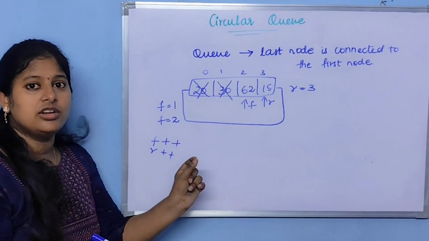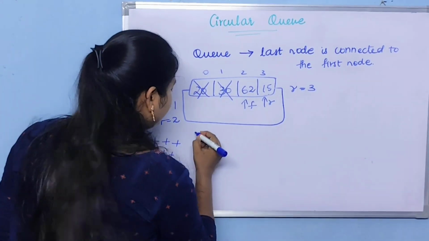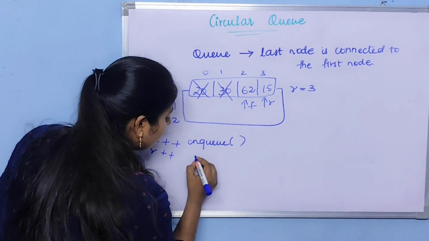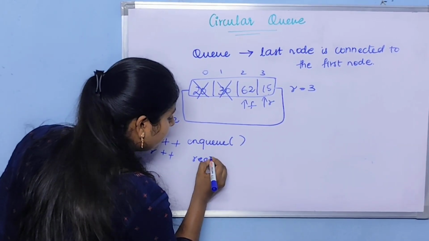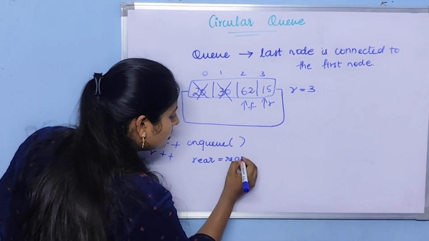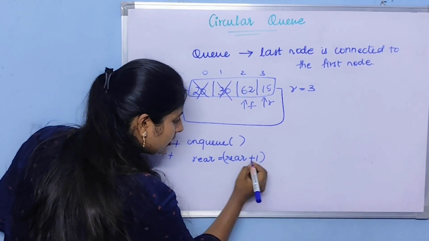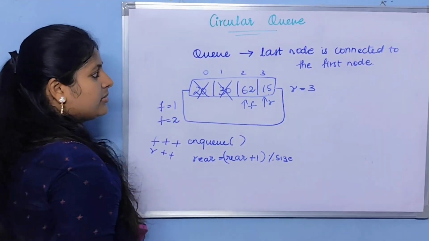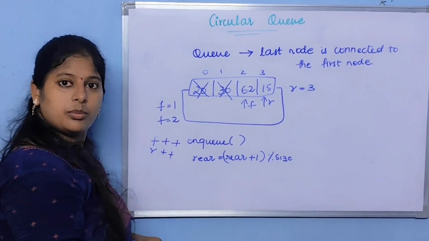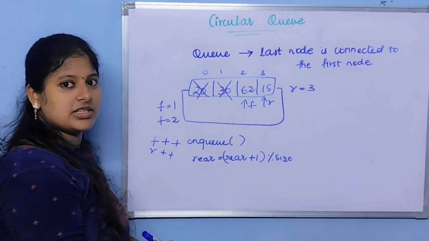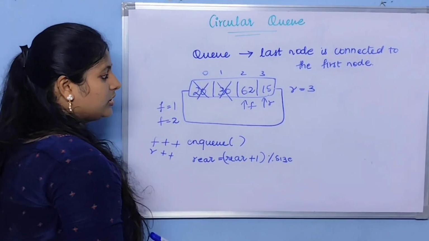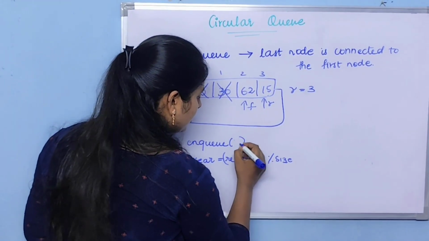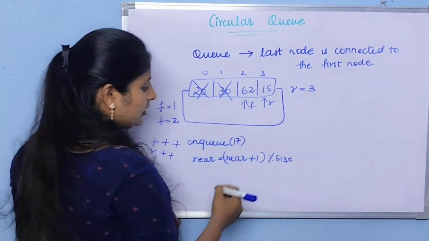So for this connection, we have a formula. In case you want to enqueue, you have to update the rear. Rear equals (rear plus 1) mod size. Rear plus 1 mod size. So we'll see whether this is working or not. So now what is my rear? 3. Now I want to enqueue an element. My element is 17.